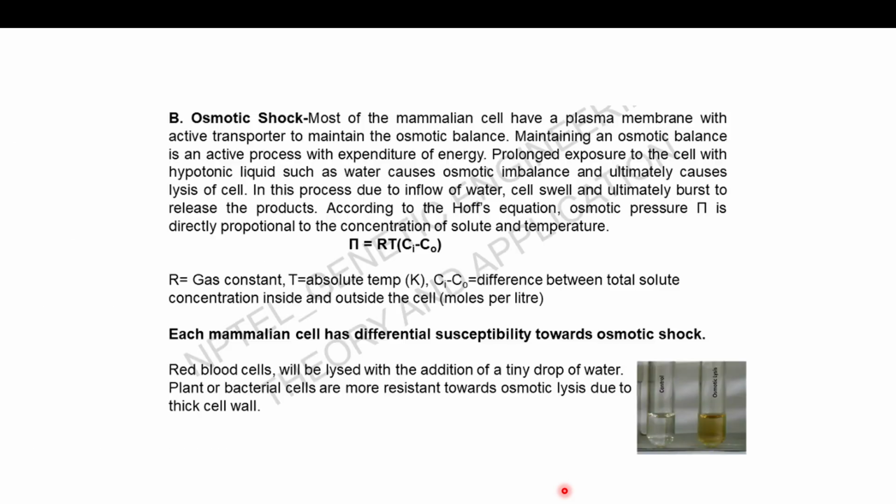Okay. So, this is the osmotic shock that was being talked about. Most of the mammalian cells have a plasma membrane with active transporters to maintain the osmotic balance. Now, maintaining an osmotic balance is an active process, which means it requires active transporters and the expenditure of energy, requiring the usage of ATP.